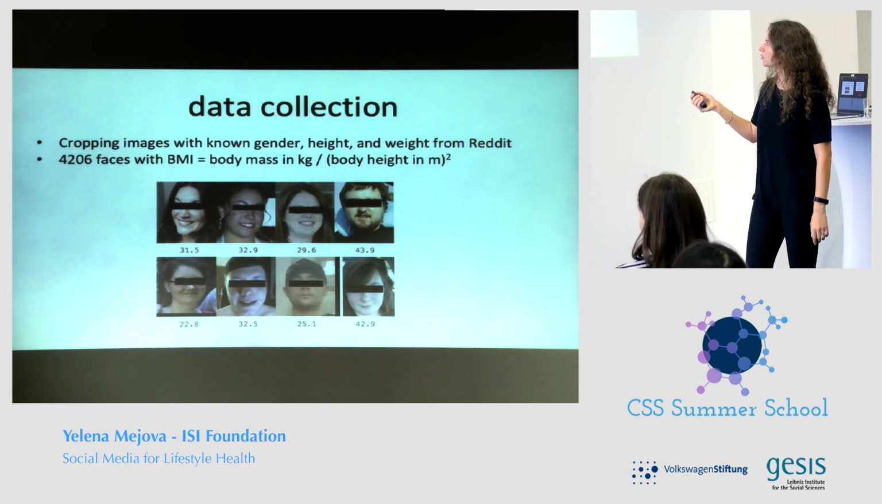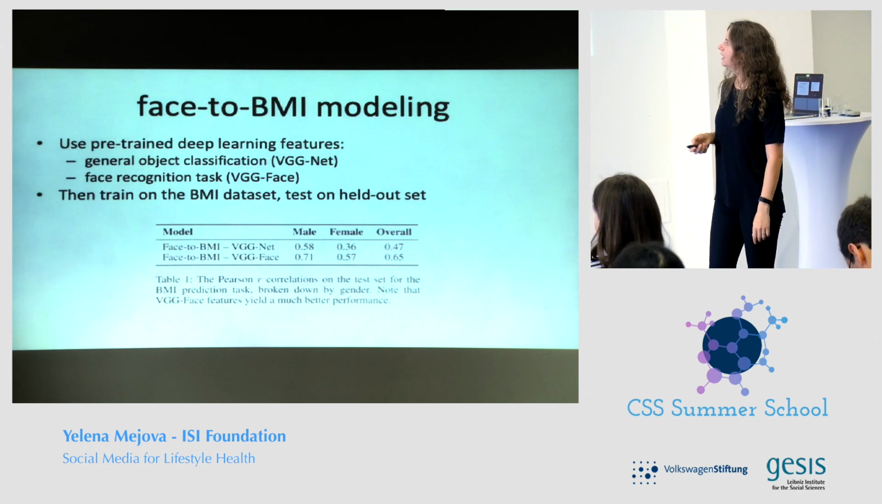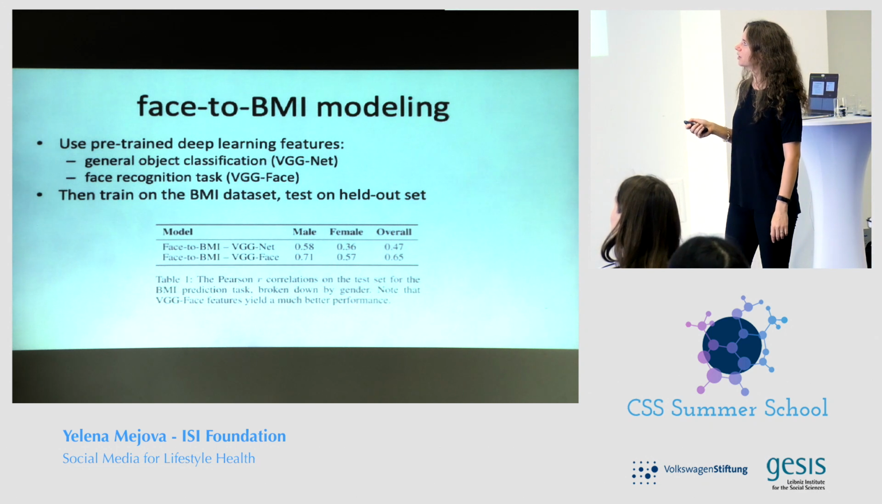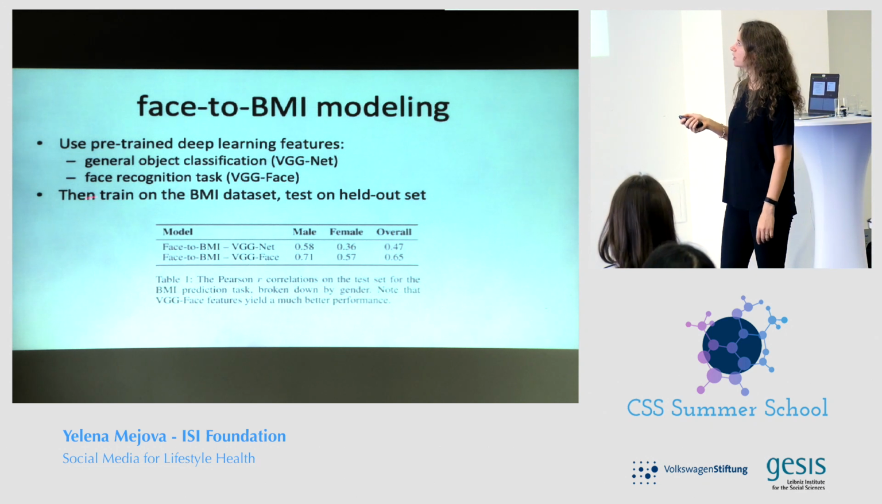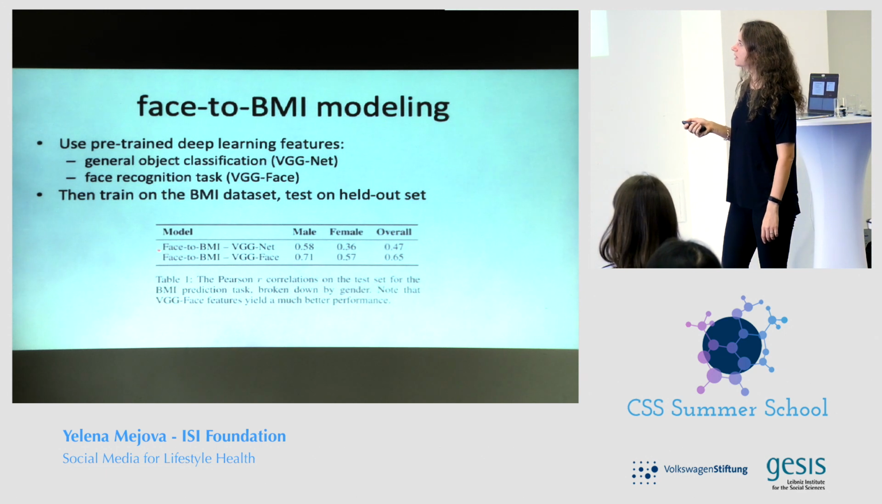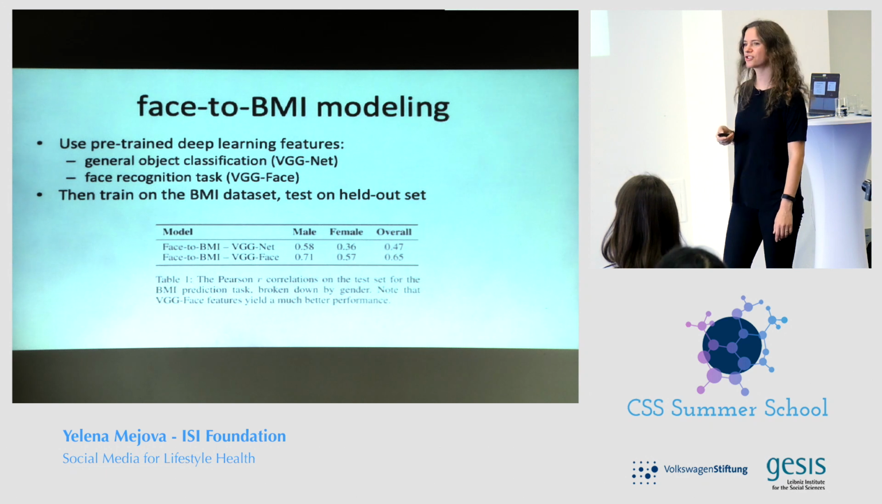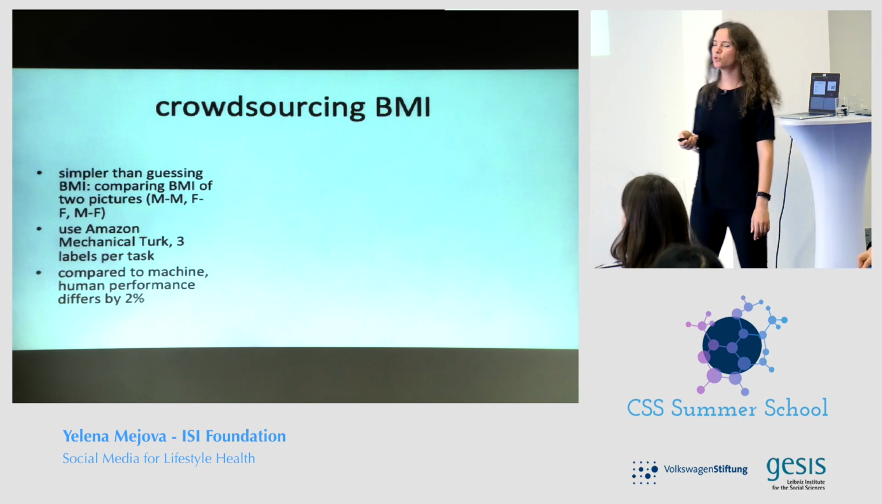So yeah, this was a pretty easy setup. You have a bunch of faces of known BMI, and they also used some known setups for their deep learning features. Basically, they trained it on the BMI data set and used some held out set for evaluation. It's not performing as well as I would have hoped, but it is just faces. Now, would people do any better?